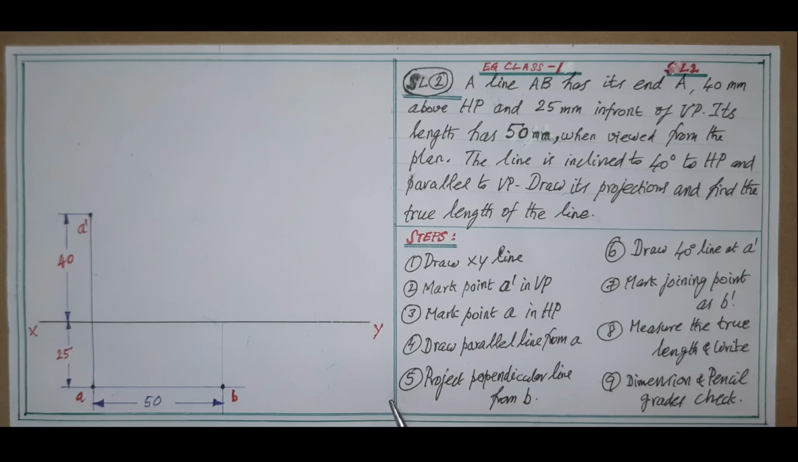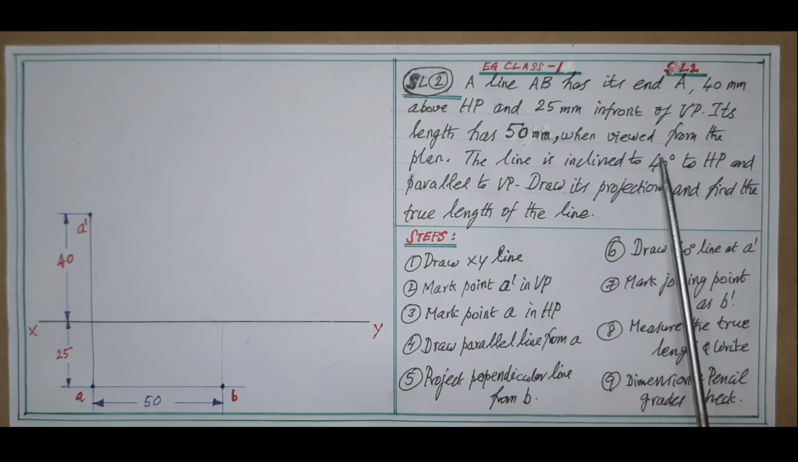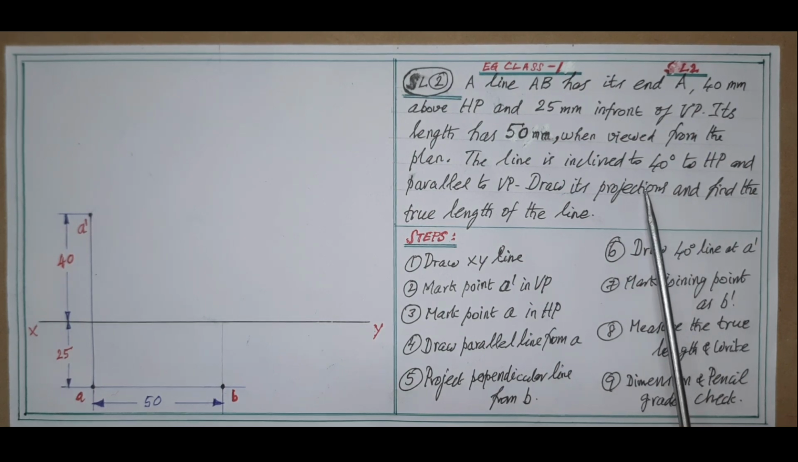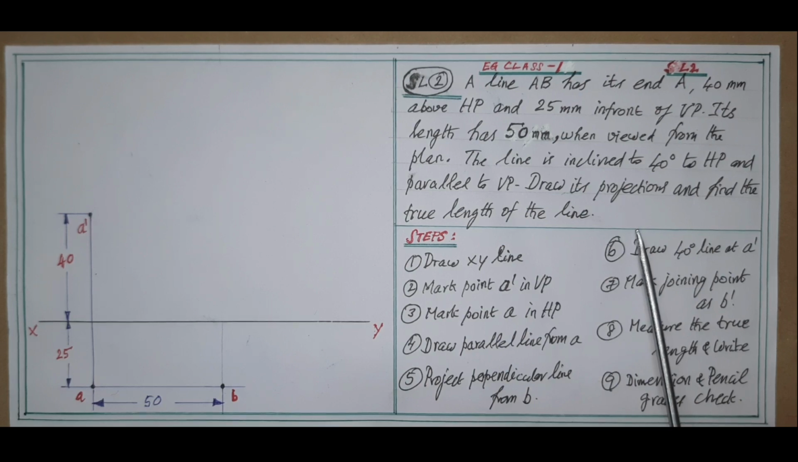Since the line has an inclination of 40 degrees to HP, the actual length or true length can be seen only on the vertical plane when it is viewed from the front view, but the plan view would be shorter in length on the horizontal plane. This concept, as we have already discussed, should be understood first.